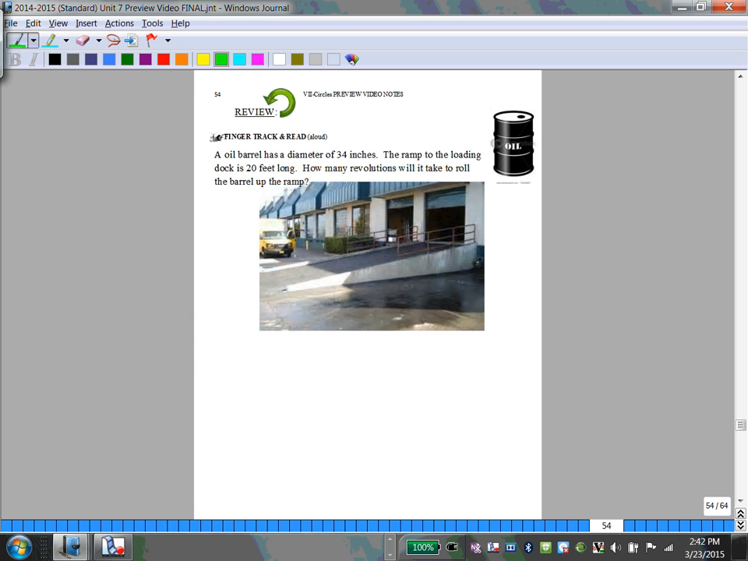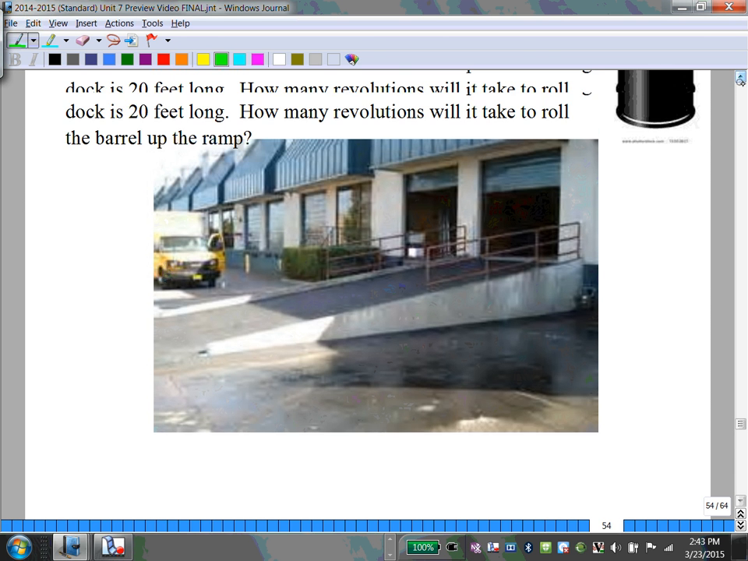It says, an oil barrel has a diameter of 34 inches. The ramp to the loading dock is 20 feet long. How many revolutions will it take to roll the barrel up?